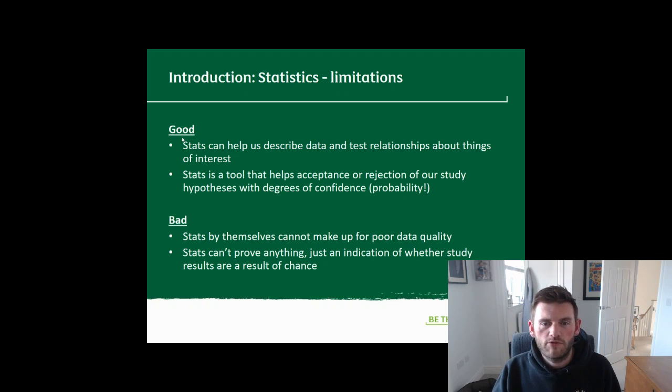And statistics can't prove anything. It's just an indication of whether study results are a result of chance. I think this is always an important thing to consider, that the p-values and the results that we get in any kind of statistical model, they don't understand what's in the model. So they don't understand if you're looking at blood pressure, or you're looking at cancer, or you're looking at a hospital, or you're looking at an individual.